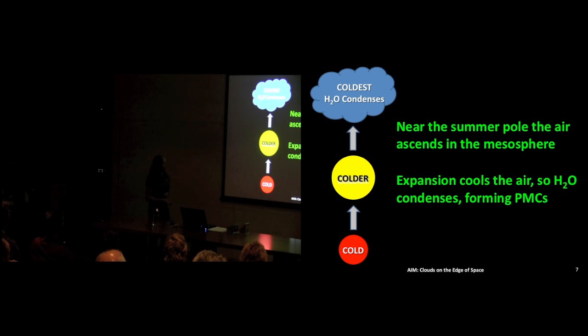So this just shows that same concept a slightly different way. So you have air that's ascending, maybe it's starting out cold, it's getting even colder, expanding. When it finally gets near the mesopause, the expansion has cooled the air, so the H2O water vapor condenses, forming the PMCs.